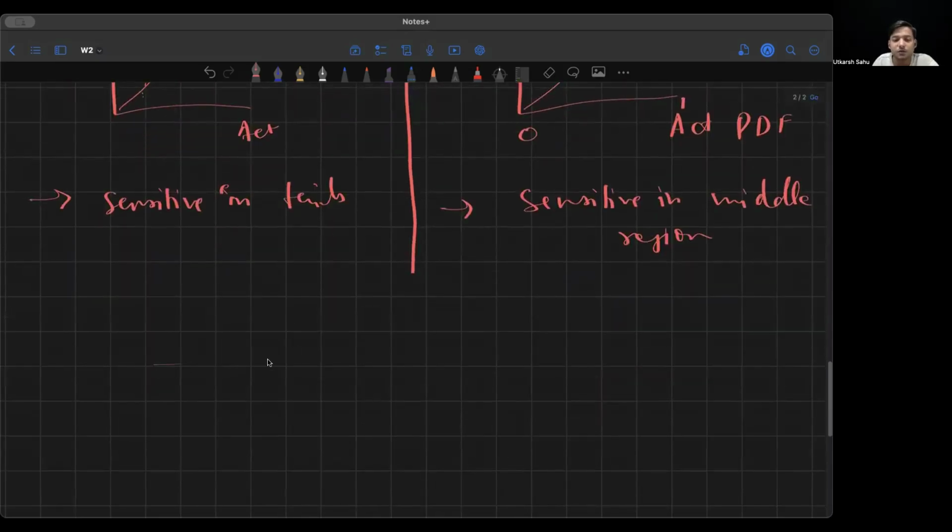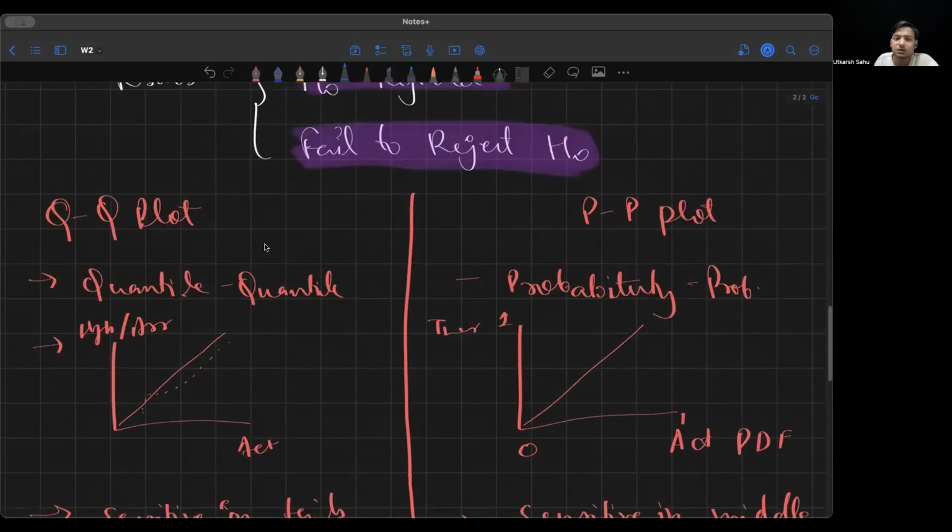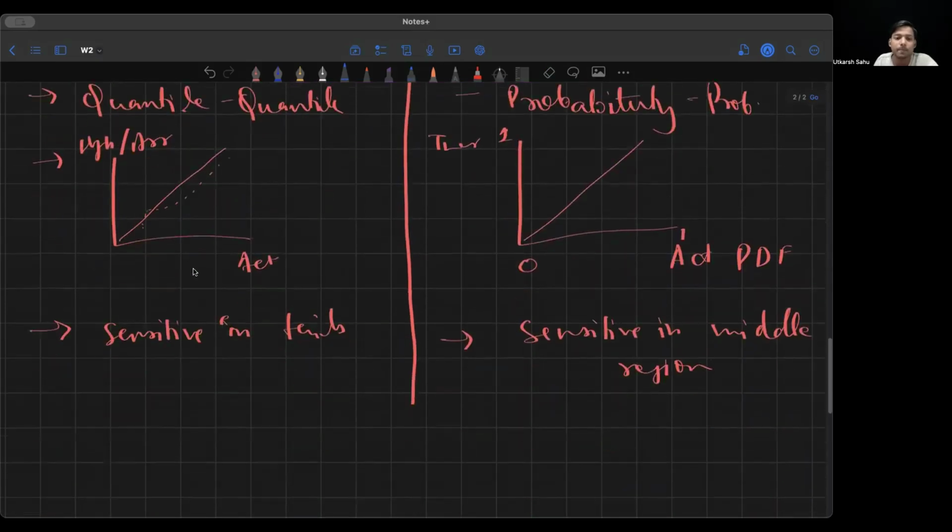Just for an example, this is your normal distribution, and let's say I assume my sample was also following something like this. If I plot this, I see they are very much the same in the tail region. So that is why the QQ plot would look correct. But in the middle region, they are kind of not matching. In this case, the PP plot will flag that in the middle they are not very close to each other. So that is one thing you should know: PP plot is sensitive in the middle region and QQ plot is sensitive in the tail region. And I think that is enough for the PP plot and QQ plot.